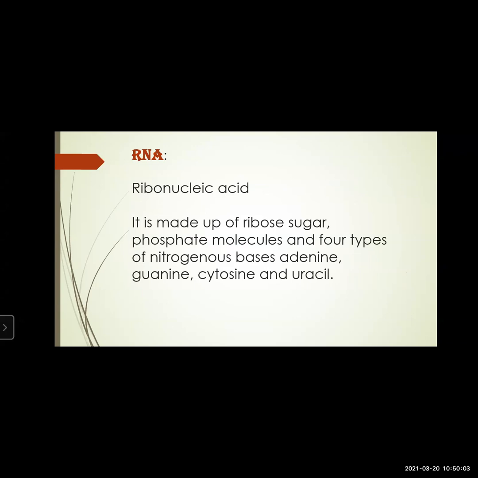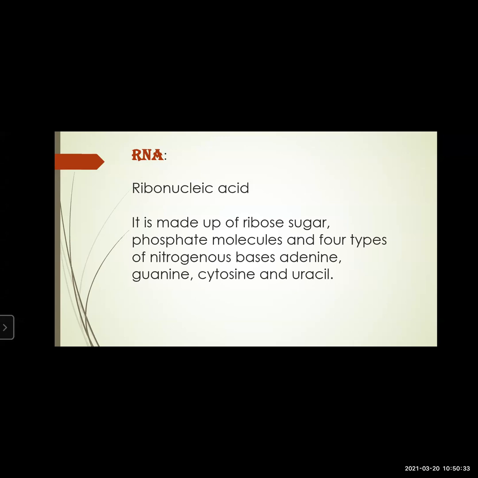The next is RNA. The full form of RNA is ribonucleic acid, and it is the second important nucleic acid in the cell. It is also made up of many small nucleotides, and the nucleotides of RNA are made up of ribose sugar. Here, the difference between DNA and RNA is that DNA is made up of deoxyribose sugar, while RNA is made up of ribose sugar.